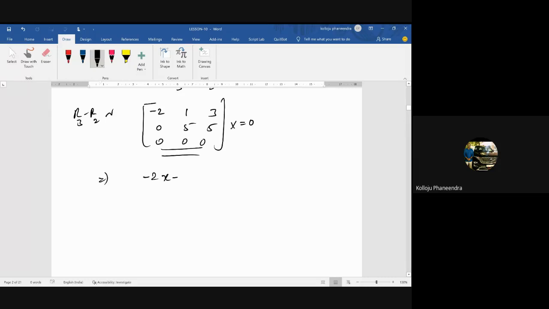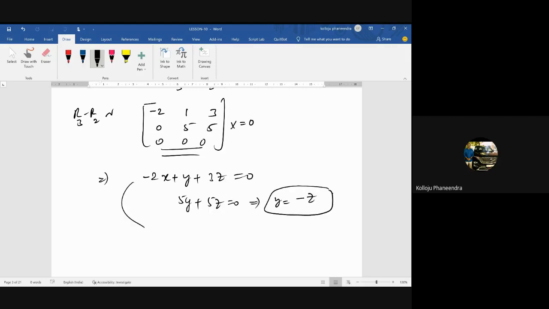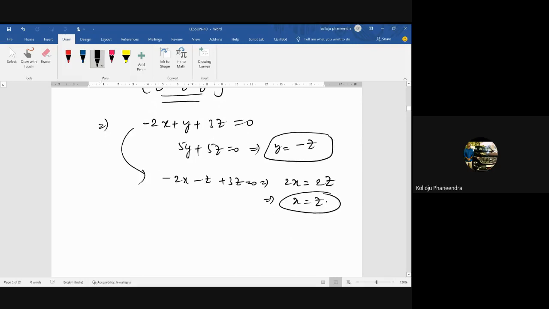Writing the echelon form as a system of equations: the first equation is 5y plus 5z equal to 0, so y equal to minus z. Substitute y equal to minus z in the other equation: minus 2x minus z plus 3z equal to 0, that is 2z. So 2x equal to 2z, so x equal to z. Combining these two for z.